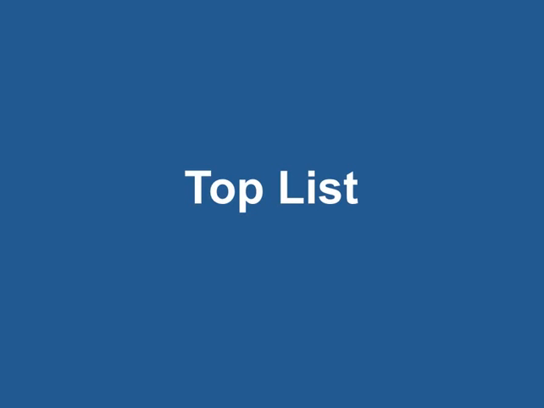The first type of content is a top list. You can compile a list of 5, 7, 10 or more things that are related to your niche. So if you're in the music niche, you could write about the top 10 songs of November. If you're in the weight loss niche, you could write about the top 7 ways to lose weight, and so on.